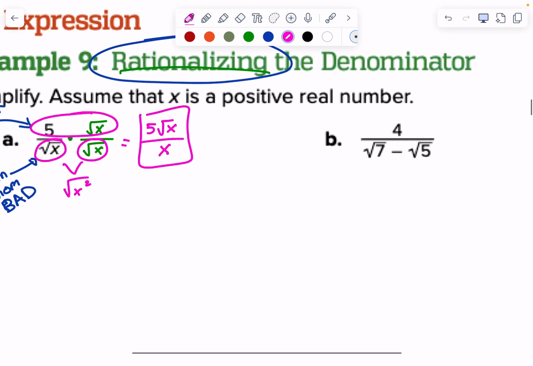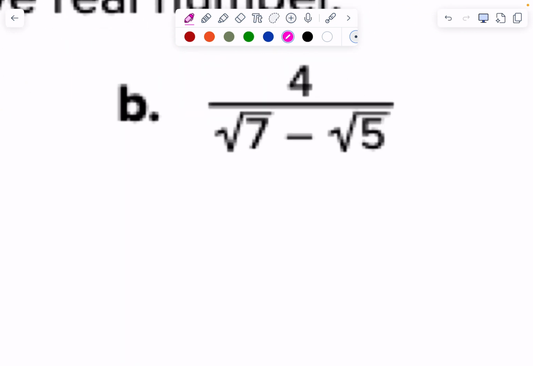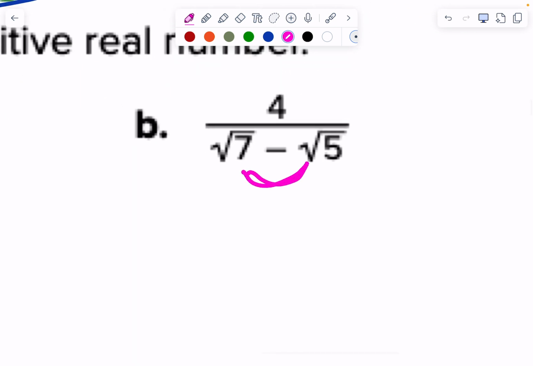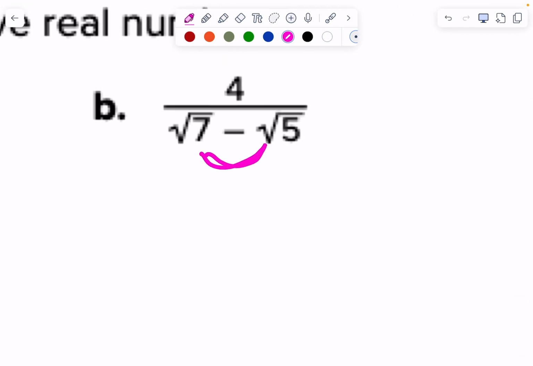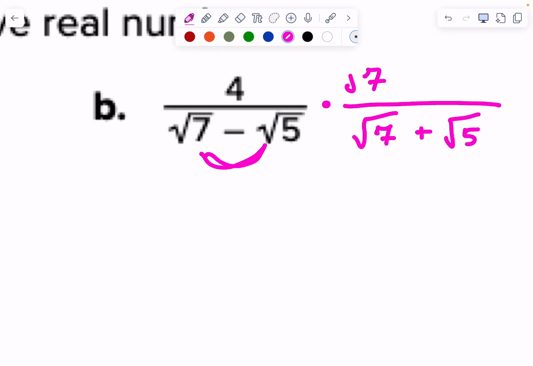Okay. Now, when you have pluses and minuses, when you have two pieces on the bottom, was I going too fast? When you have two pieces on the bottom there, how do I get rid of it? You have to multiply by the conjugate, right? What's the conjugate of the square root of 7 minus the square root of 5? The square root of 7 plus the square root of 5. Okay, but what I do to the bottom, I have to do to the top. Square root of 7 plus square root of 5, square root of 7 plus square root of 5, because these are conjugates.